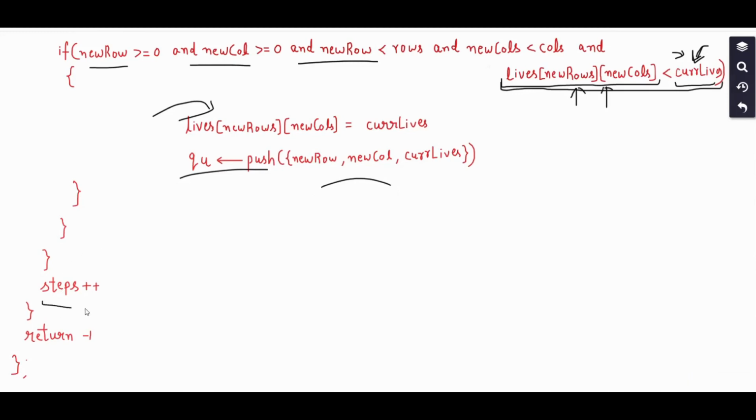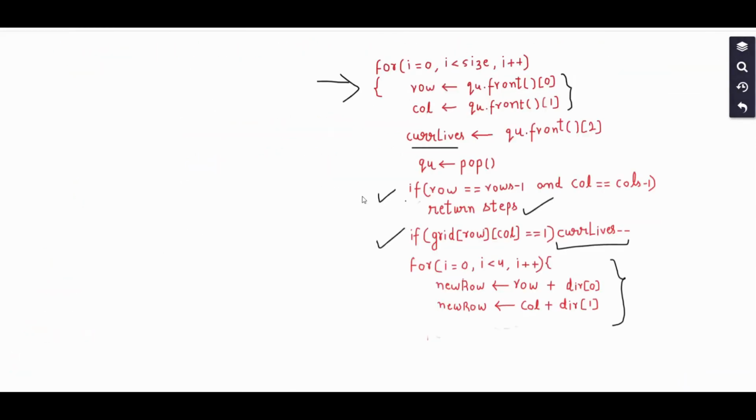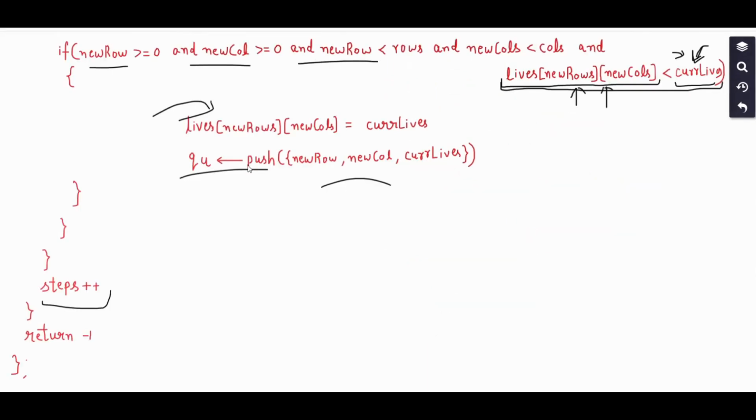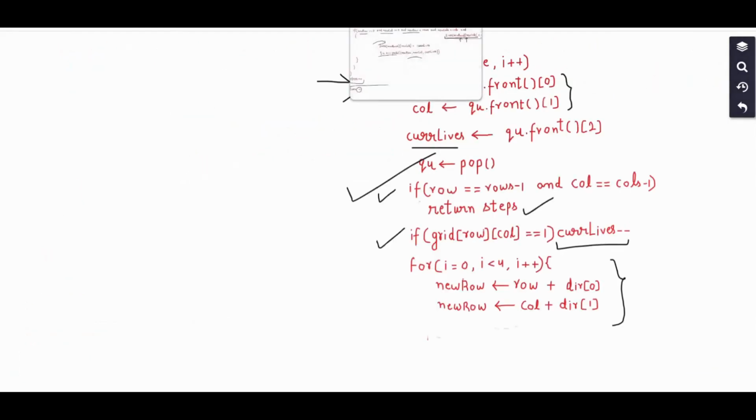Then we increment the number of steps that we are taking, because if we are not returning from here, then that means we are taking at least 1 step. And after quitting this while loop, if we do not find the target vertex, that means there is no way we can reach the target cell using the given test input, so we return -1 from here. Fine. I hope you understood what we are doing here.